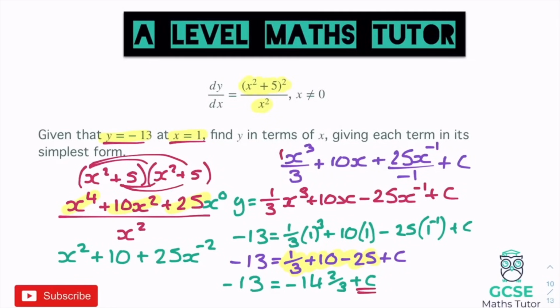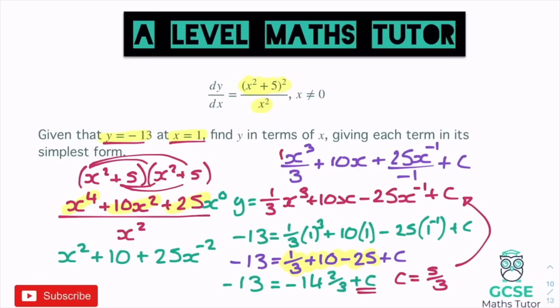There we go, that would have to be 5/3. Obviously you could add 14 and 2/3 to negative 13 there, and you'll get your 5/3 or 1 and 2/3. There we go, there's our value of c, and obviously to finish this off we just need to plug it back into the original equation up there for our value of c.